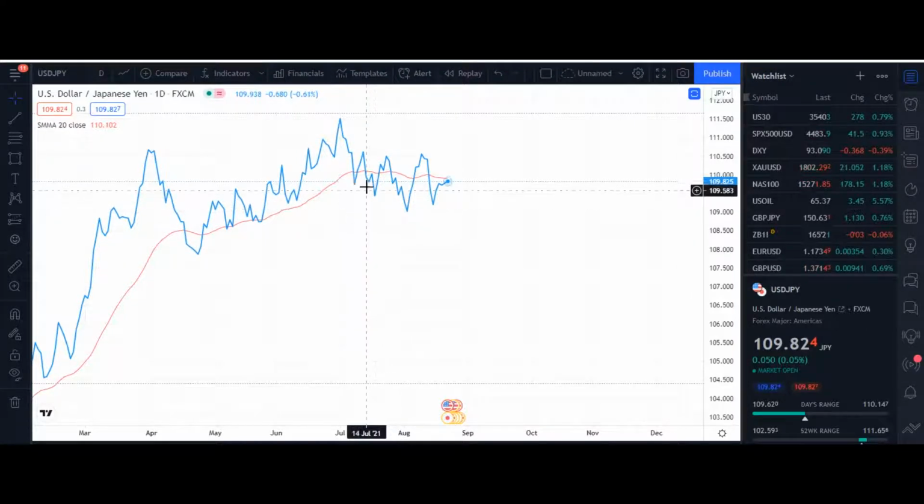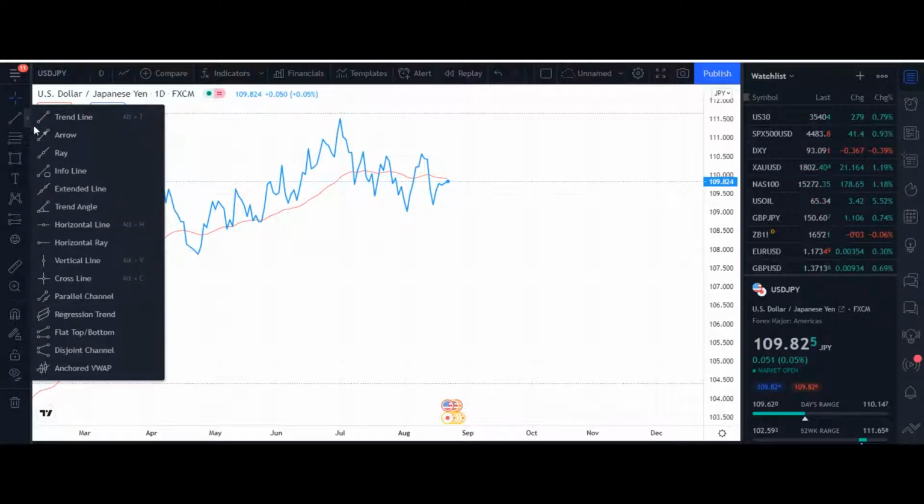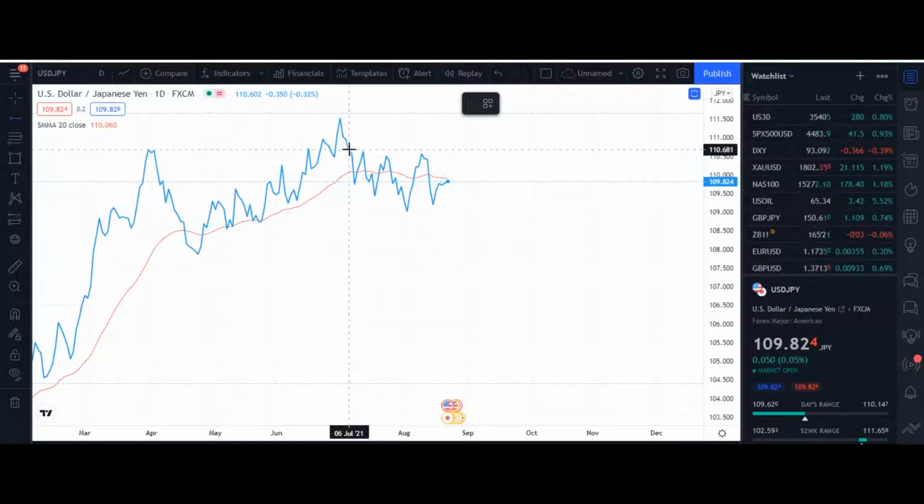Okay. So again, I have a naked chart here. This is a line chart. This is USD JPY. All right. So we're still in the support and resistance section of this course. So we're just going over basically different ways to draw different types of support and resistance, identify key turning points, identify key levels.